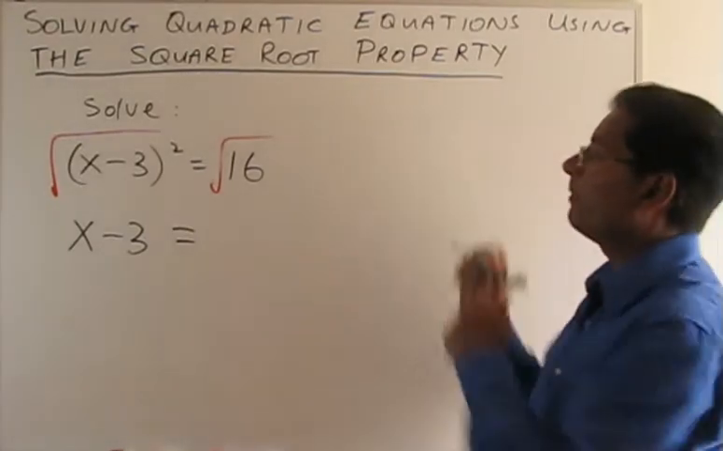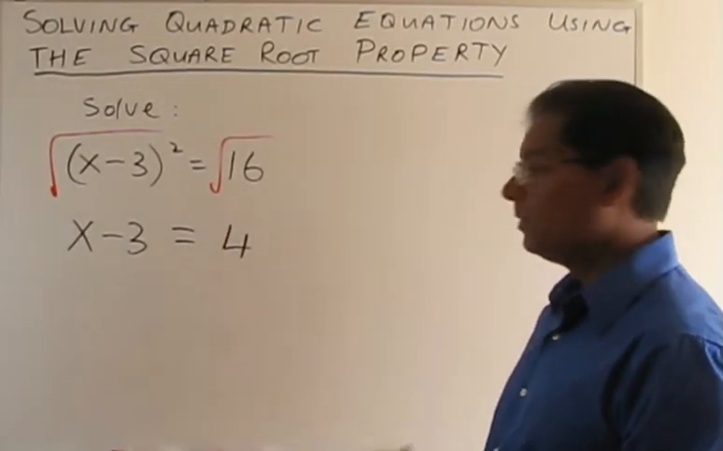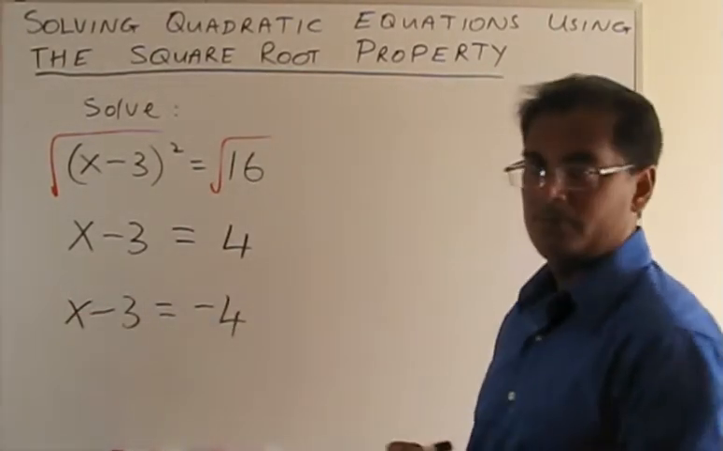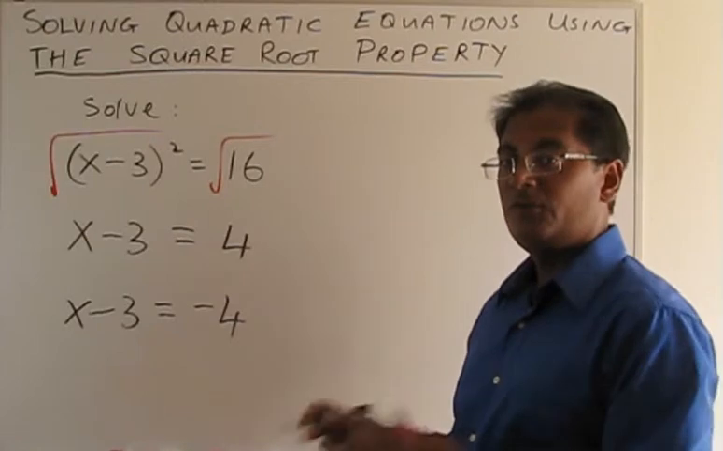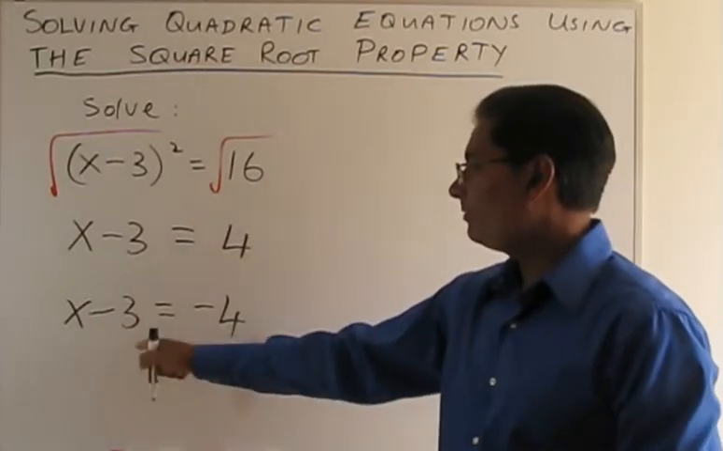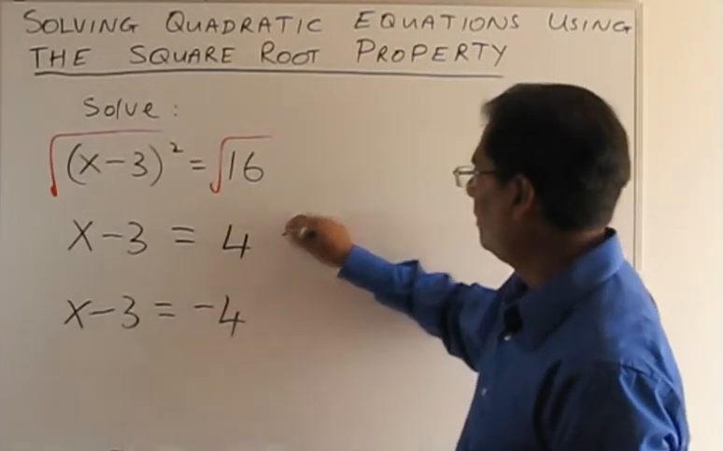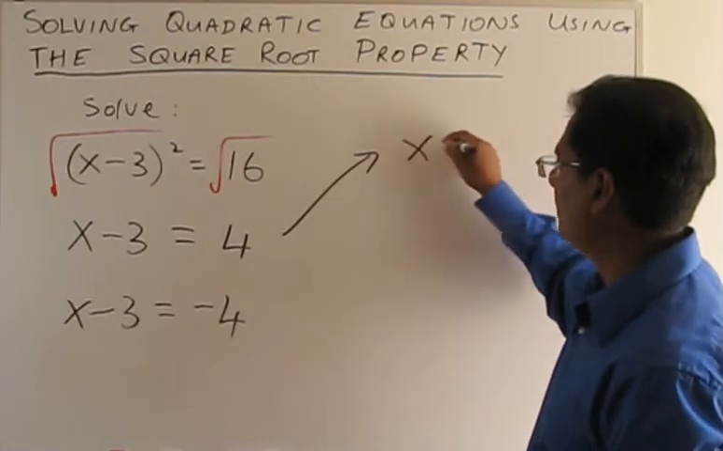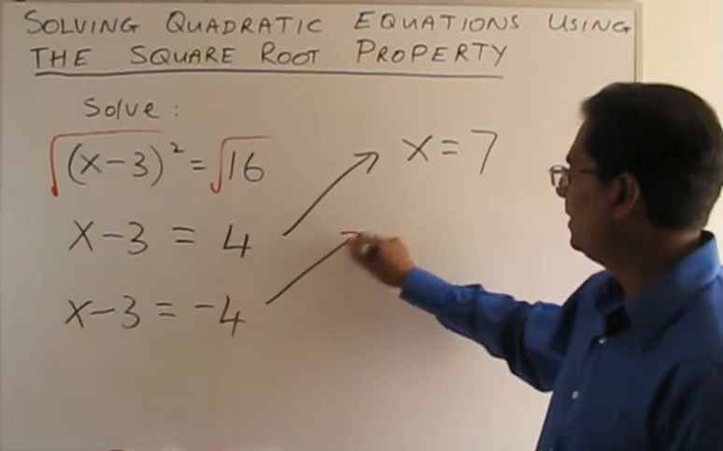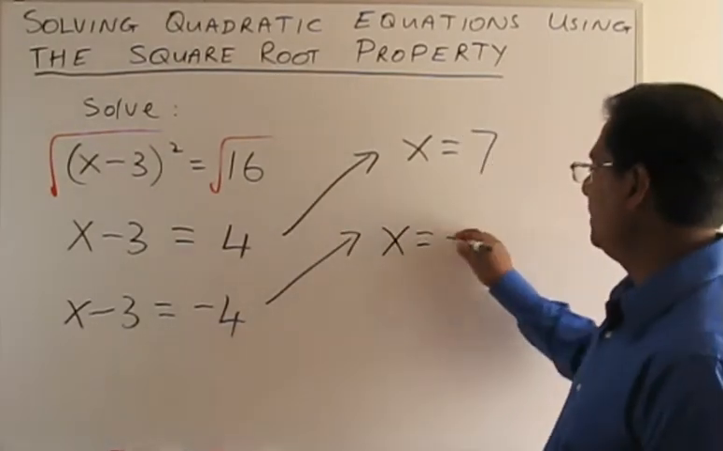Remember from the square root property. So we either have x - 3 = 4, or we have x - 3 = -4. So we have two solutions again. To finally get our solutions, for each equation we add 3 to both sides. So this equation gives me x = 4 + 3, which is 7. And this equation gives me x = -4 + 3, which is -1.